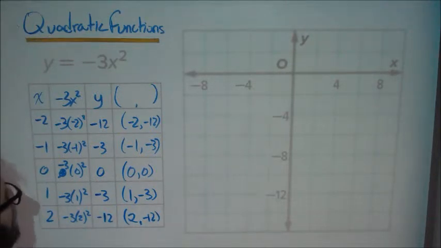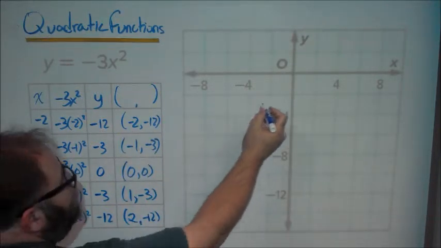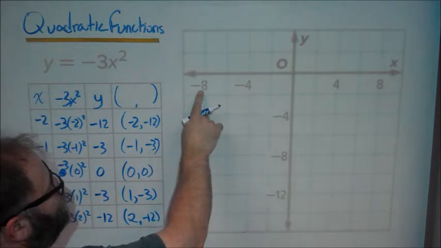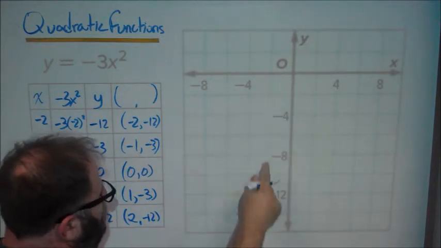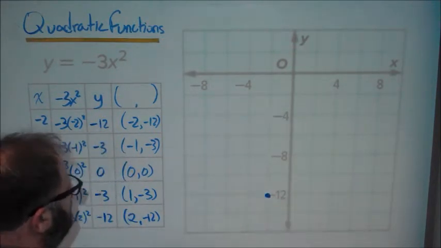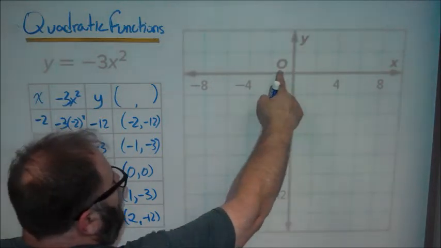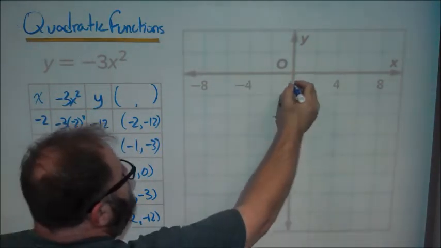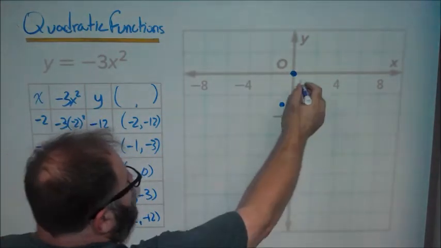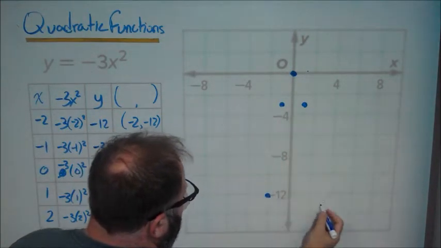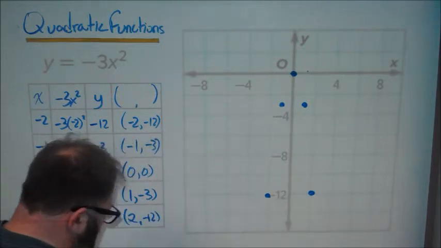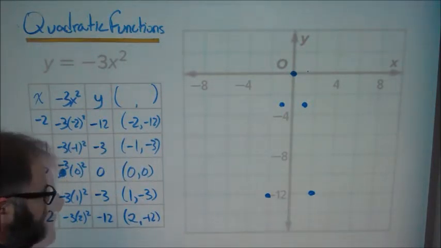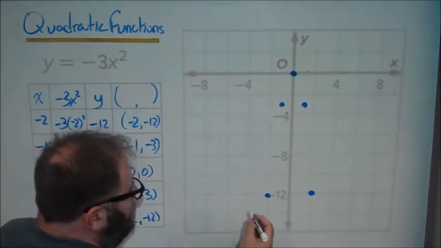Let's graph it. I've got negative 2. Oh, look, our graph goes by 2's. So negative 2, negative 12. This is going to look really tight here. 1, negative 3. Negative 1, negative 3. 0, 0. 1, negative 3. And 2, negative 12.